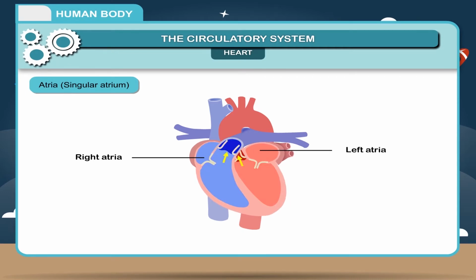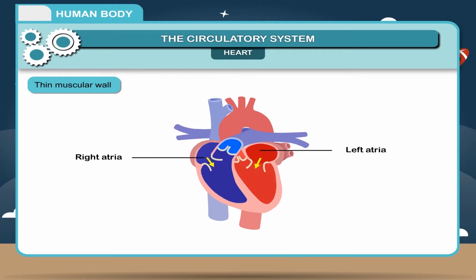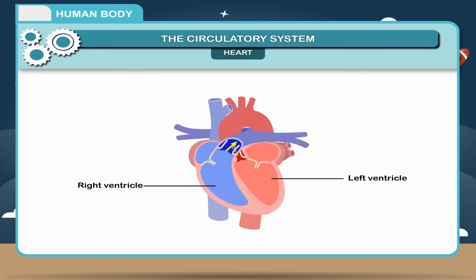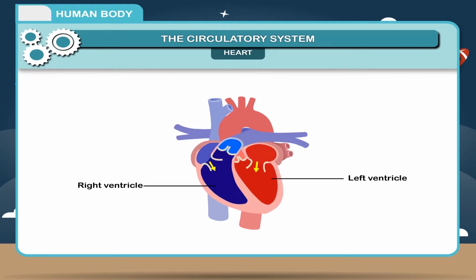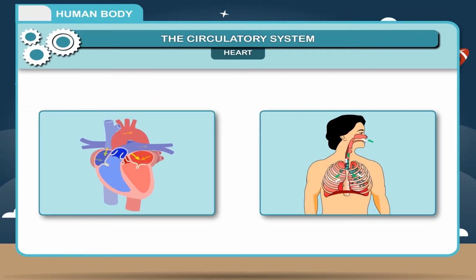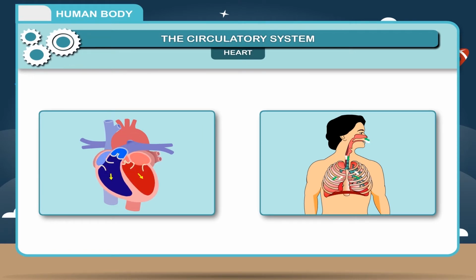Atria, singular atrium, receive blood and have a thin muscular wall. Ventricles are the lower chambers, having a thick muscular wall, and they pump out blood. The heart, with the help of the lungs, helps in the circulation and pumping.